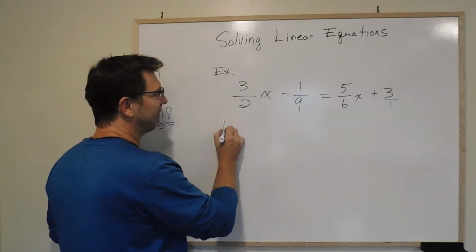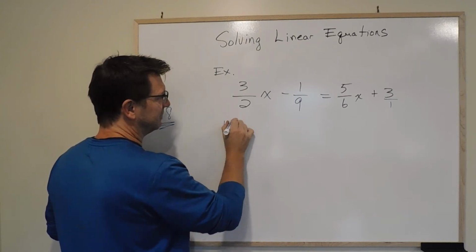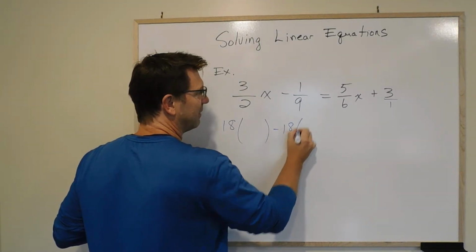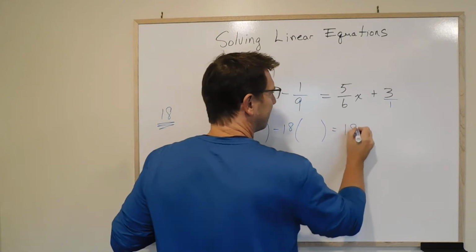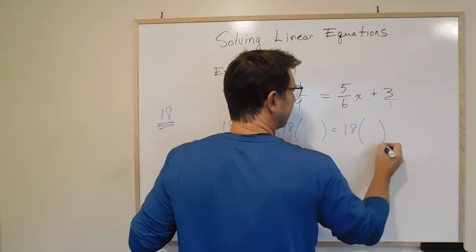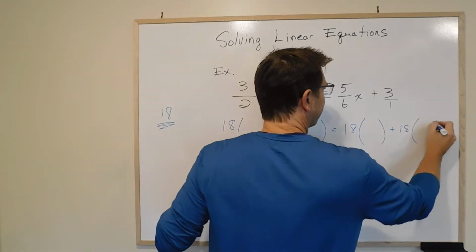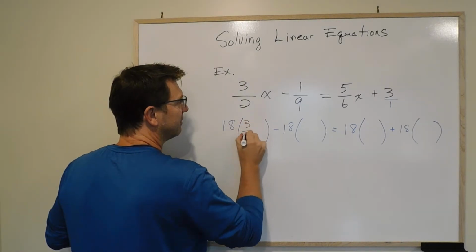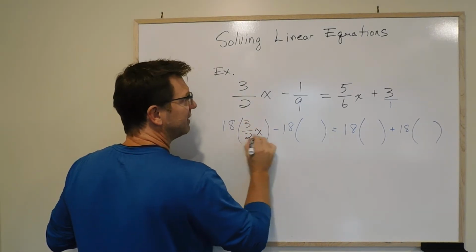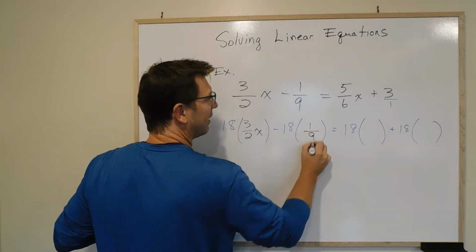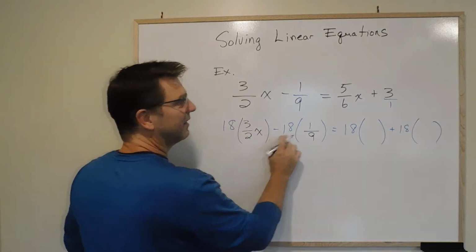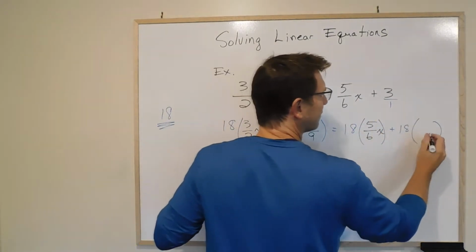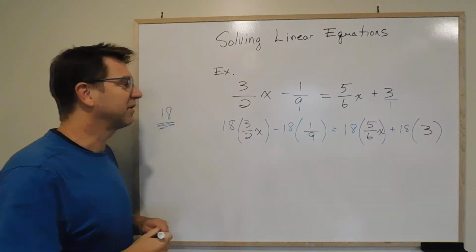And why we do that, I'll put it in, and then I'll explain why we do it. We're going to multiply this one here, 3 over 2x, by 18, and then this one here, 1 over 9. I put the minus out front here, and then this one here, and then I put the plus out front, and this one here, 3 over 1, does not matter, okay?